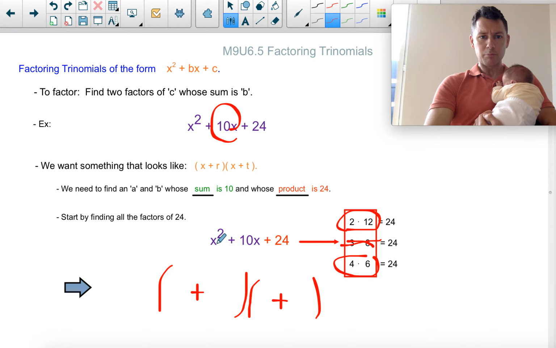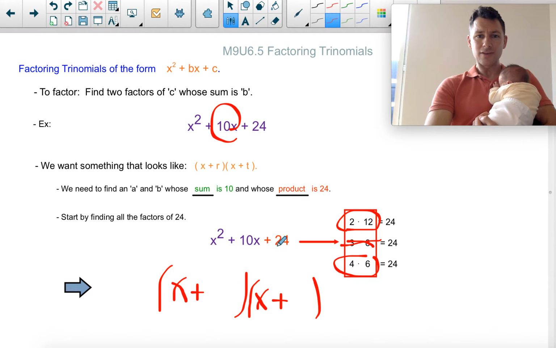We know that this beginning is going to be x and x, right? X and x. Sorry about the handwriting. And then all we're going to do is plug in one of these, and see if it works, right? See if we get 24 when we FOIL it back out. If we put 2 and 12 in, that's great, and it does give us 24 as a C term. But when we FOIL this turns into x squared, 12x, 2 more x, so that's 14x, that's not what we're looking for. So 2 and 12 isn't our game.